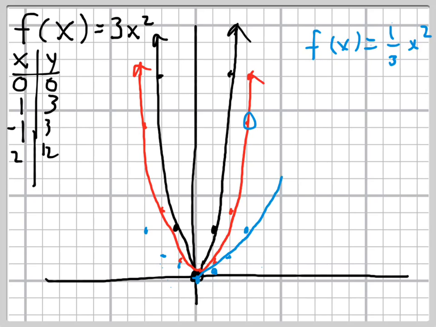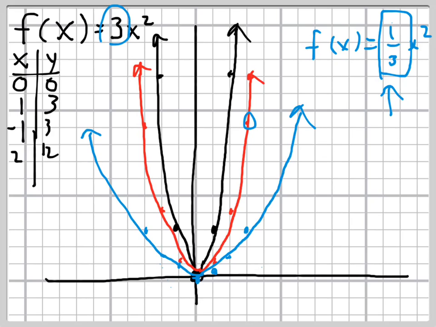So look at that. What did that do? Again, the red was the parent function, the black was 3x squared, and we could see here if this number ended up being less than 1, this ended up making it fatter, if you will, or wider. So if this number that we multiply is bigger than 1, it ends up making the graph steeper or more narrow. And if this number is less than 1, it ends up making it wider.